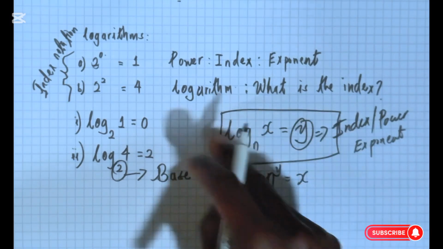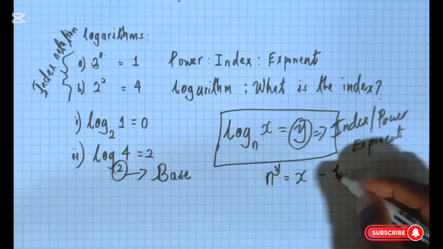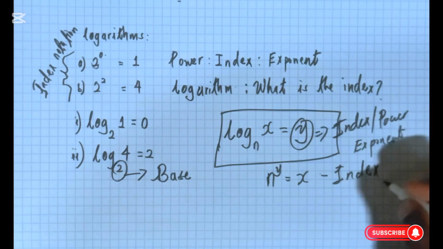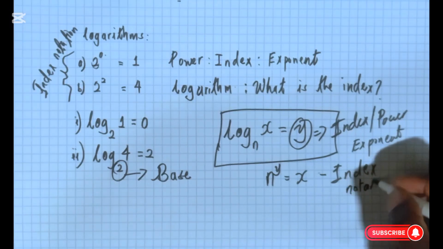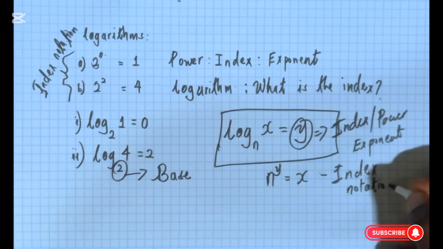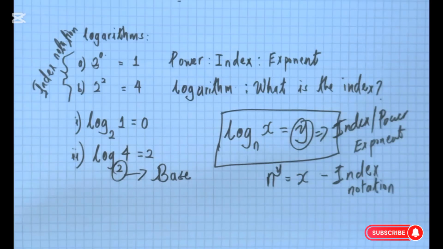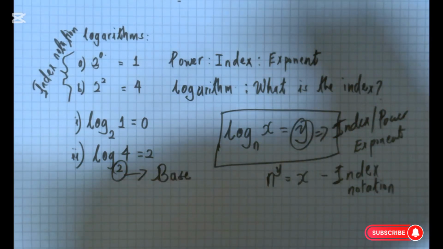So this here is an index notation. And whatever we have in the box there is what we call a logarithmic notation, or logarithmic form. All right, so that's it for that slight introduction. Let us look at a few examples, then we call it a day.